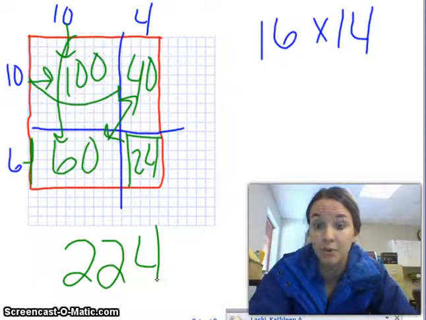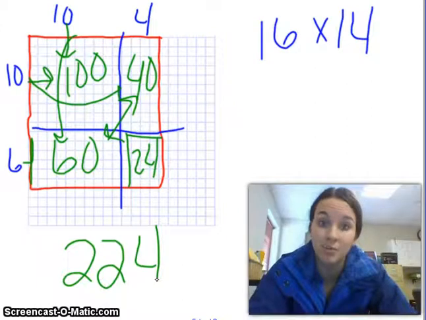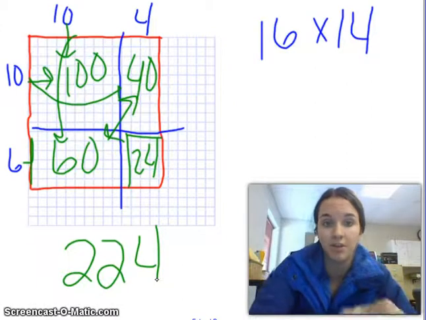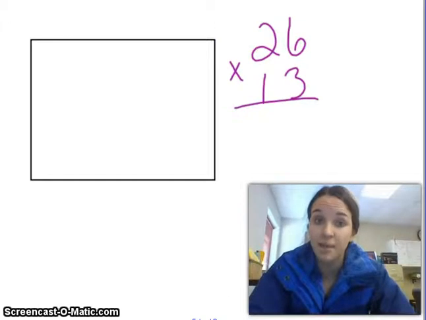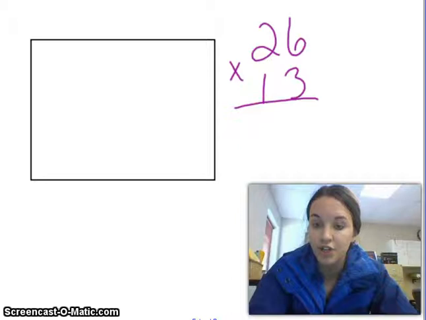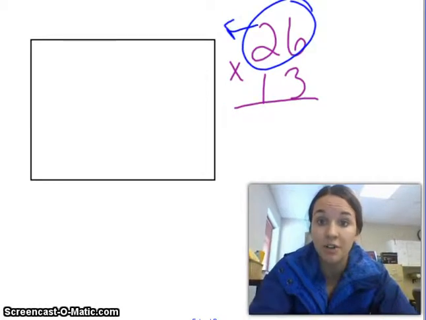Now we're going to look at another example where we're going to use just a table, but we could visualize the blocks in there the same way that we did with our grid paper. Okay, so here I have 26 by 13. I'm not going to use grid paper for this. I'm just going to be splitting it up into tens and ones. So let's start with the 26, and I'm actually going to make that the top part of my array.